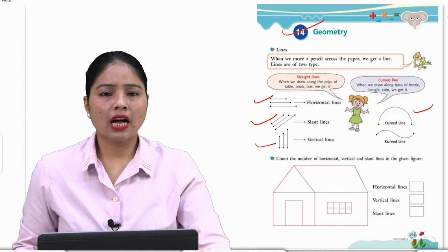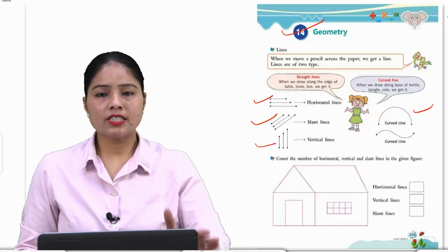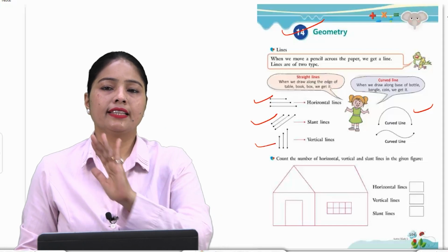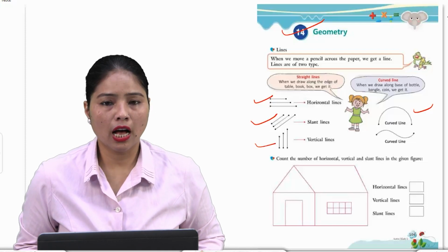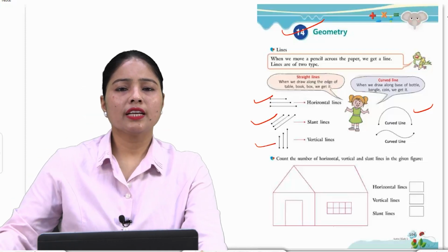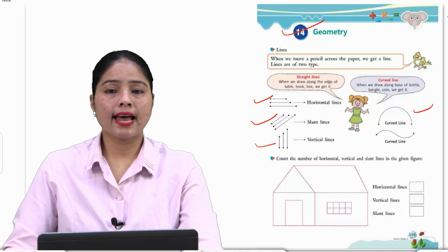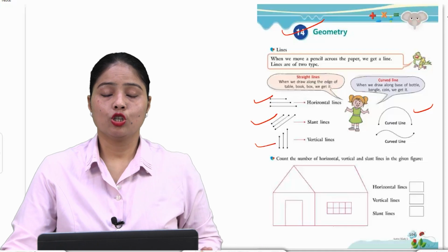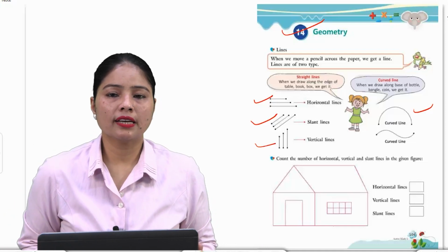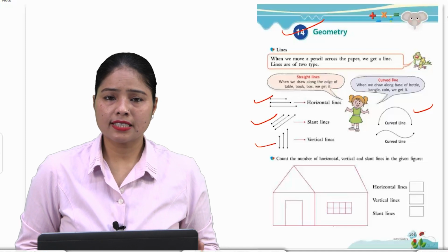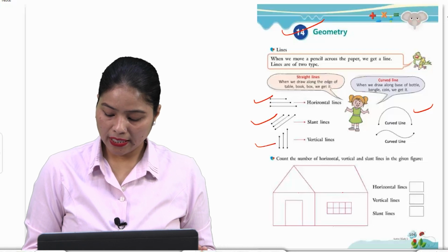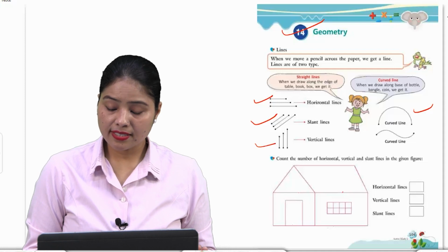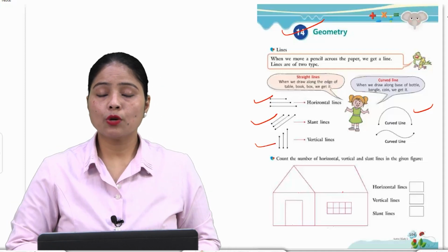So now count the number of horizontal, vertical and slant lines in the given figure. So here it's a picture of some house. So horizontal lines, count the number of horizontal, vertical and slant lines in the given figure. तो बच्चों इस फिगर में horizontal lines हमारी कितनी हैं? So clearly just start counting. So horizontal like this, 1, 2, 3, 4, 5, 6, 7, this is 8 and this is 9. So just count it very nicely.